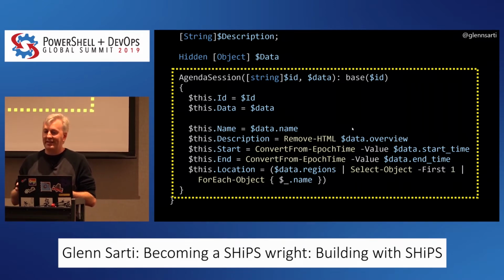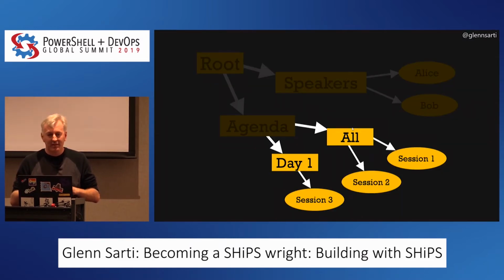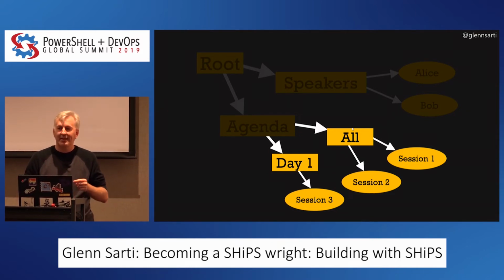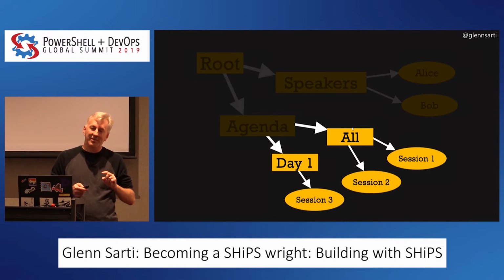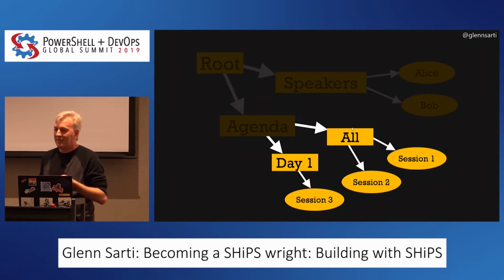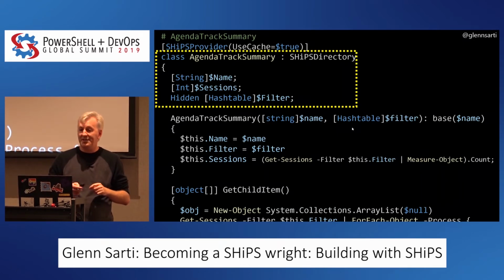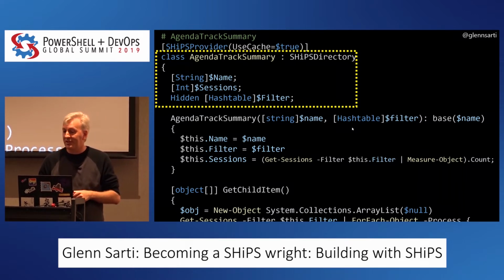Time to create an agenda track summary object. This is where it gets a bit more complicated. So the track summary objects are all of those "all" or "day one" things in the DAG. Now the interesting thing with SHiPS is you don't have to use a single object per node. You can have the same class doing multiple things. So we use this trick for the agenda track summary. So we create an object called agenda track summary. And notice that directories can have properties too, not just leaf objects. It has the name, the number of sessions in the agenda track, and a private filter property.